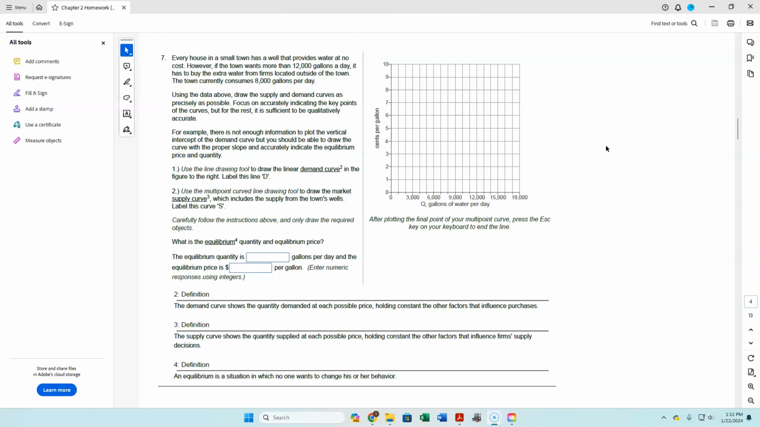Number 7. Every house has a well, 10,000 gallons a day. Then it has to buy water outside of town. Town currently consumes 7,000 gallons. Okay.